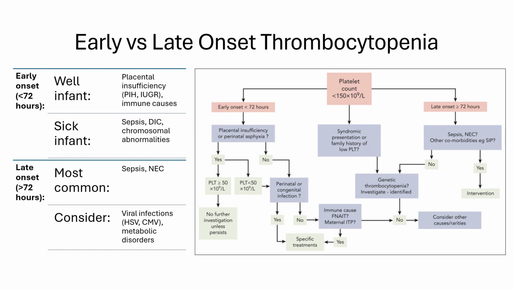When sepsis and NEC are excluded, consider viral infections like herpes simplex virus, cytomegalovirus, or enterovirus. These viral infections often present with hepatosplenomegaly and elevated liver enzymes, distinguishing them from bacterial causes. Thrombosis, particularly catheter-related, should be considered in infants with central venous access, as enlarging or infected thrombi can consume platelets.